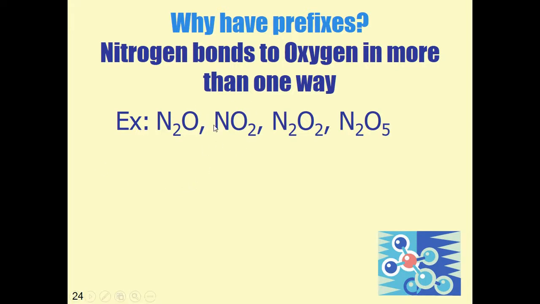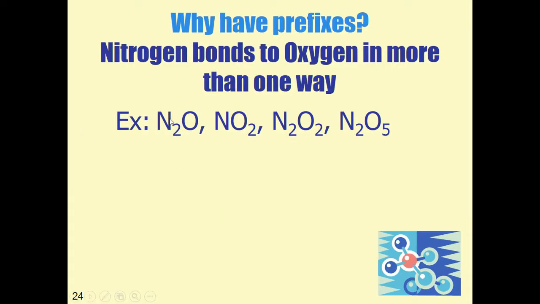NO2, nitrogen dioxide. We need to be able to distinguish between these two. This is a component of smog. It gives you beautiful sunsets, but also gives you that brown haze you see in the sky over cities. We have N2O2, we have N2O5. They're bonded all differently. They're all covalently bonded, but they're bonded in a different ratio. But we need to be able to distinguish that, and we use those prefixes to help us distinguish them.